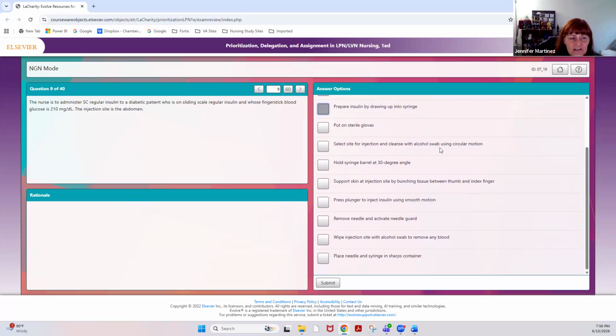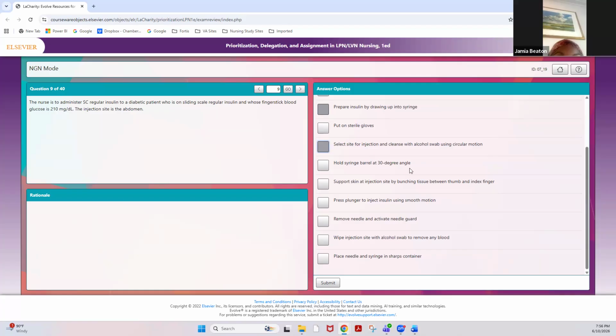Select site for injection and cleanse with alcohol swab using a circular motion. Yes. Okay. Hold syringe barrel at 30-degree angle. No. Okay. Support skin at injection site by bunching tissue between thumb and index finger. Yes. Press plunger to inject insulin using smooth motion. Yes. Okay. Remove needle and activate needle guard. Yes. I had to read that twice.